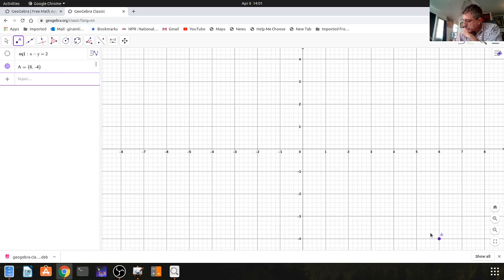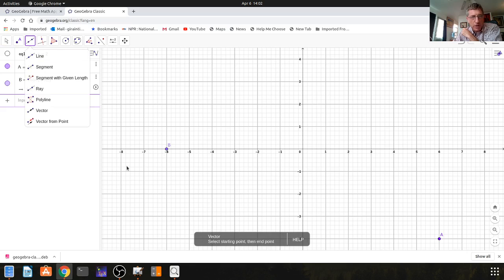And then the next one I'm going to plot is x is equal to minus 6. So this is my x-axis. So minus 1, minus 2, minus 3, minus 4, minus 6. And my y is equal to 0. So that lies on the x-axis.